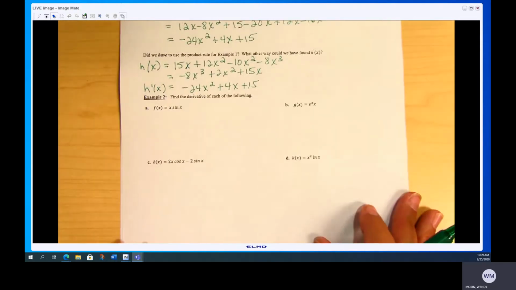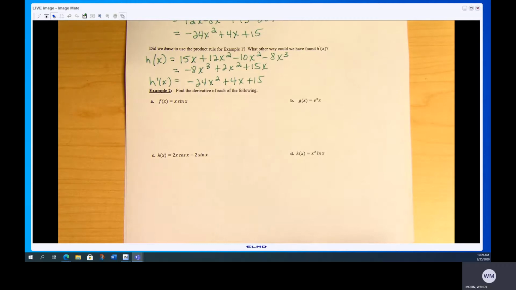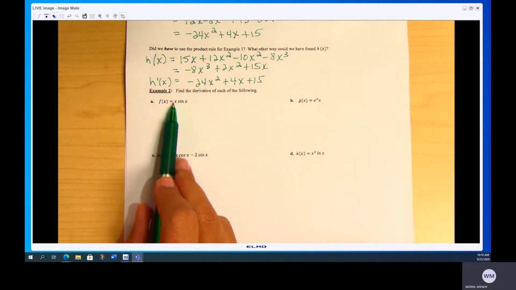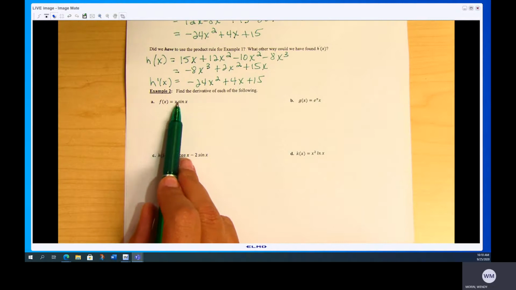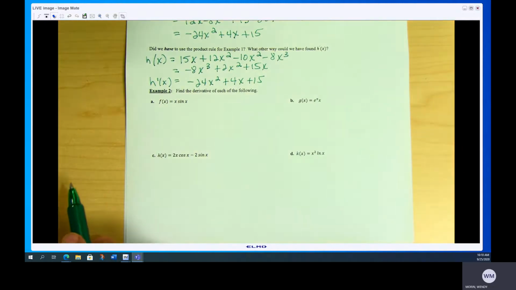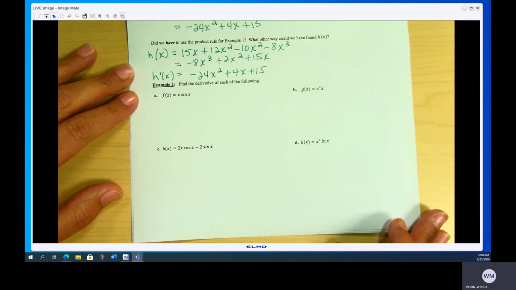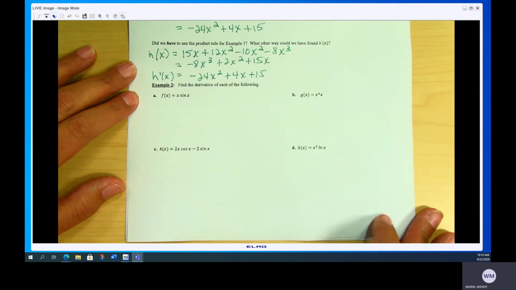So let's take a look at letter A. You have to recognize that this is a product. X times the sine of x. So we have to use the product rule. If you want to pause the video and try the product rule for practice, I would recommend.